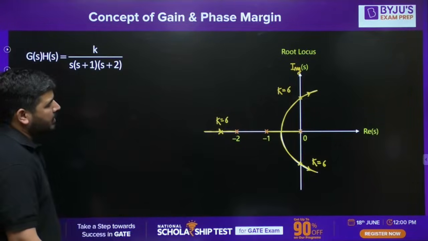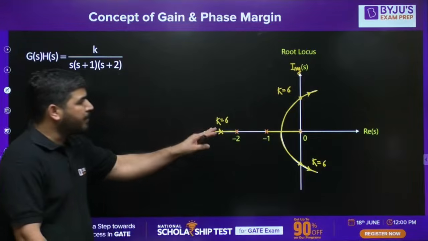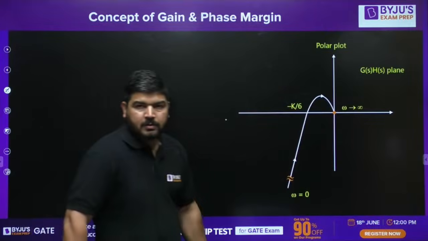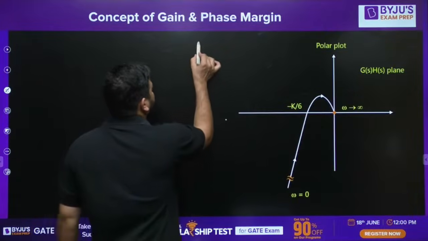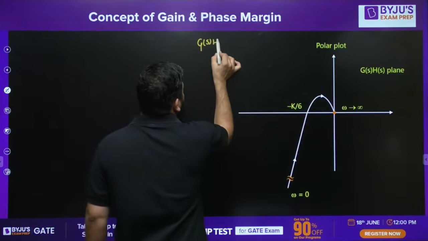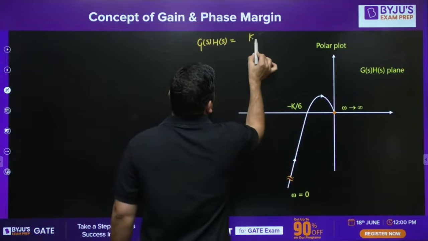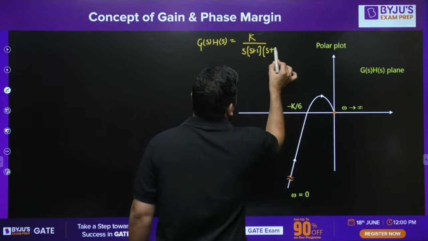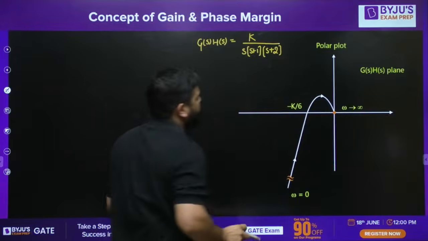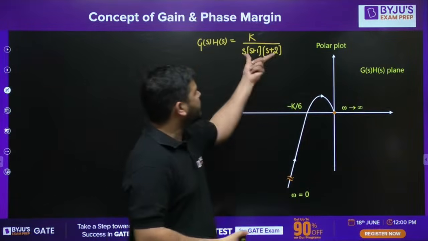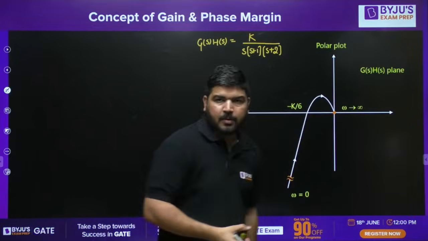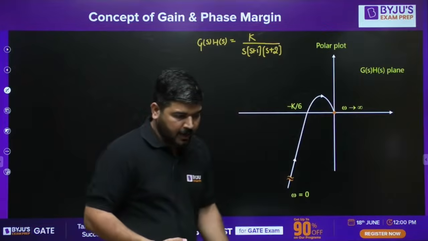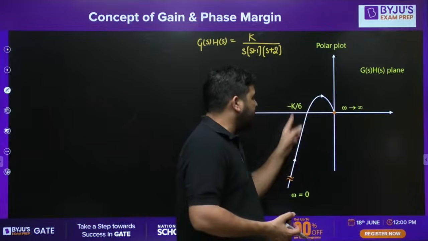Now let's come to the polar plot also, so that we can compare these two. We know the root locus of this system, and now the polar plot for G(s)H(s) equal to K divided by s(s+1)(s+2). This is the polar plot, and on the polar plot, as you know, omega varies from 0 to infinity, and the plot will look like this.